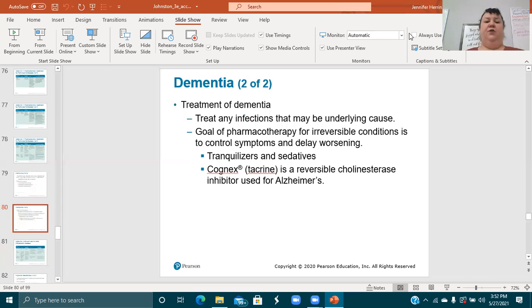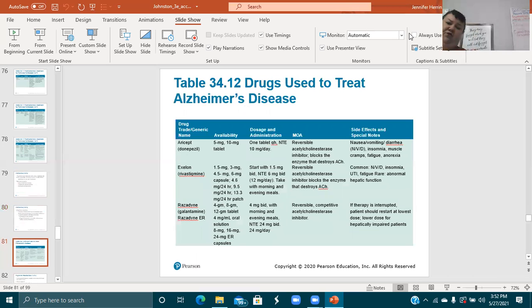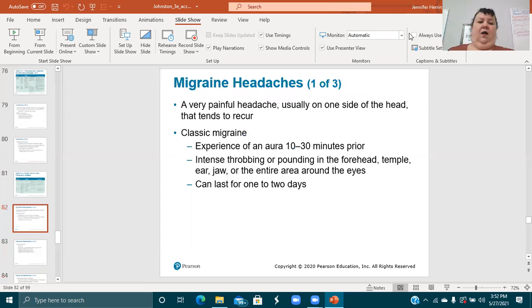Treatments for dementia include treating any infections that may be an underlying cause. The goal of pharmacotherapy for irreversible conditions is to control symptoms and delay worsening. Tranquilizers and sedatives. Cognex, or Tacrine is the generic name, is a reversible cholinesterase inhibitor used for Alzheimer's. Table 34.12 depicts drugs that are used for the treatment of Alzheimer's disease, and that can be found on page 604 in the text, along with migraine headaches, also on page 604 in the text.